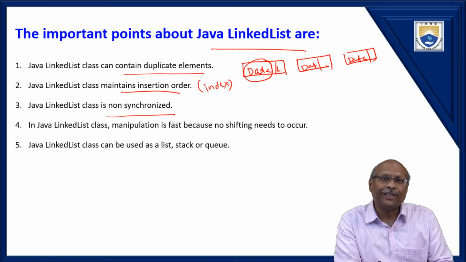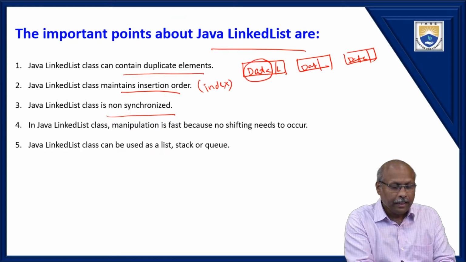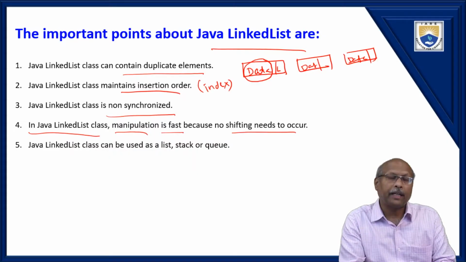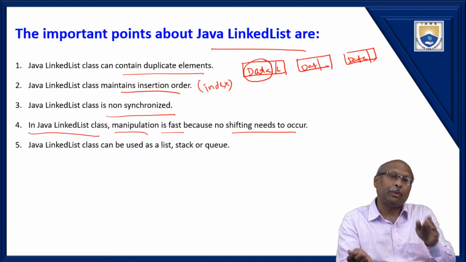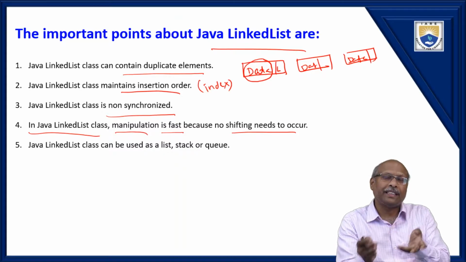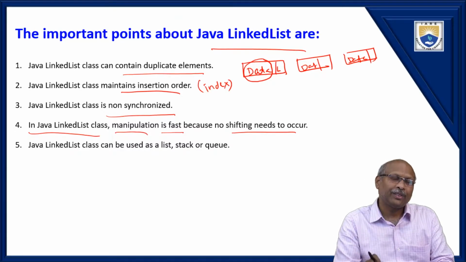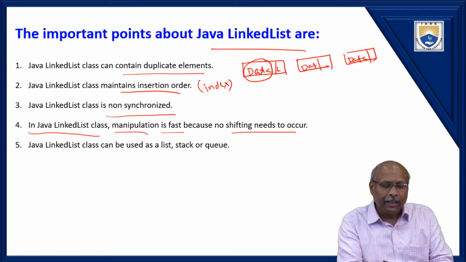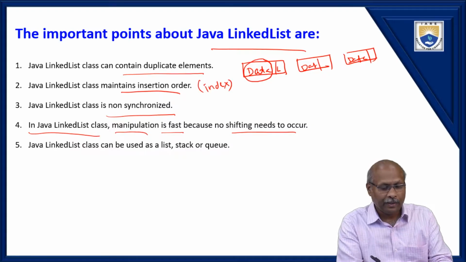In the Java linked list class, manipulation is fast because no shifting is required. Manipulation is easy. Whenever you want to swap two nodes, you can interchange them with simple logic. So it takes less time. It is more convenient and more flexible for doing any manipulation on the nodes.